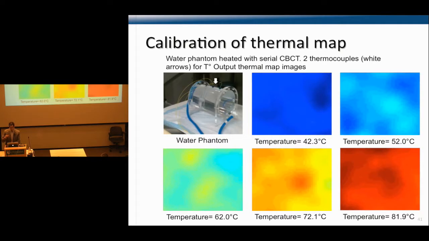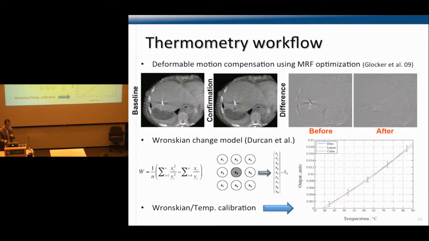To create this thermometry technique, we did a calibration with a water phantom, where we increased the temperature and got a cone beam CT to get the Hounsfield units for all of these temperatures. Once we had the calibration, our workflow to monitor the thermal map during the procedure is this: we have a baseline image, once the needle is guided but we haven't yet started the ablation, we get a cone beam CT. Once the ablation has started, we get a confirmation scan and compensate for motion using a deformable motion compensation algorithm to realign our images.